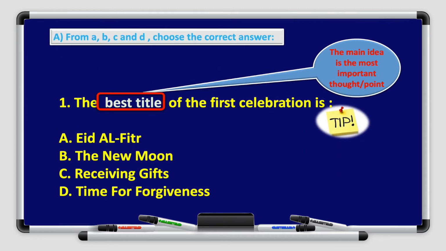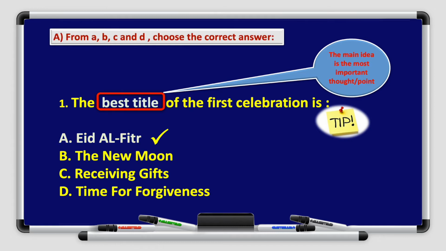Now, for the questions from A, B, C, and D, choose the correct answer. For the first question, what is the best title of the first celebration? Is it A, Eid al-Fitr, B, the new moon, C, receiving gifts, D, time for forgiveness? So, before we answer, let's read the tip we have here. The main idea is the most important point or thought of the passage. So, the answer here is A, Eid al-Fitr. Excellent. So the best title of the first celebration is Eid al-Fitr.